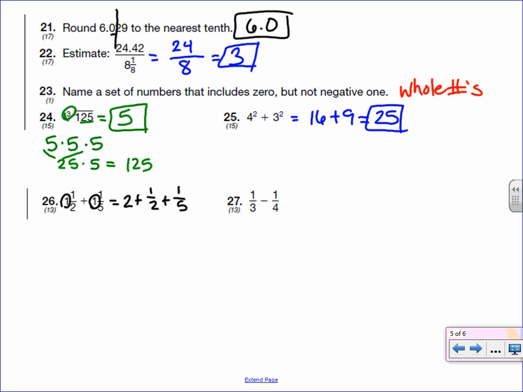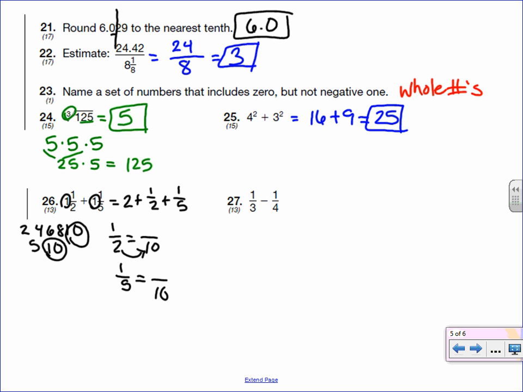Okay, so we need to find a common multiple of 2 and 5. So 2, 4, 6, 8, 10, 5, 10. So they both can be a multiple of 10. So we'll turn 1/2 into something over 10. We'll turn 1/5 into something over 10.